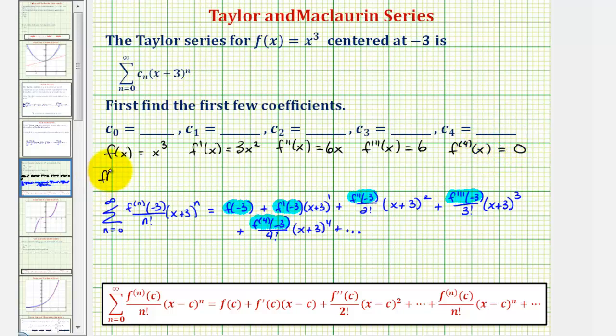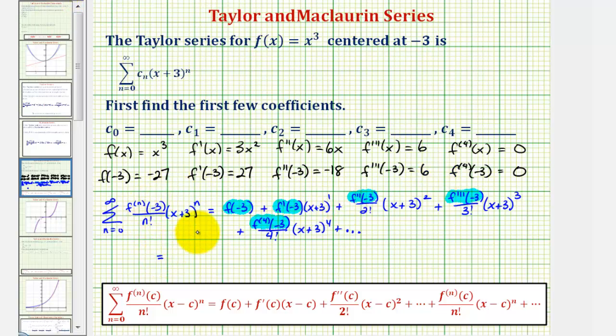So f of -3 would be equal to -27. F prime of -3 would be equal to +27. F double prime of -3 would be equal to -18. F triple prime of -3 is 6. And the fourth derivative at -3 is equal to 0. And now we'll perform substitution.